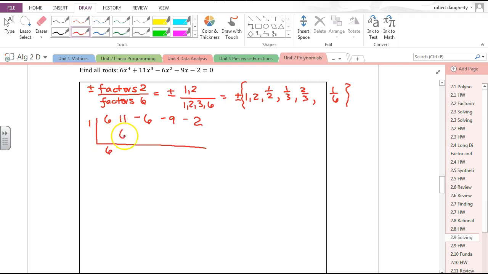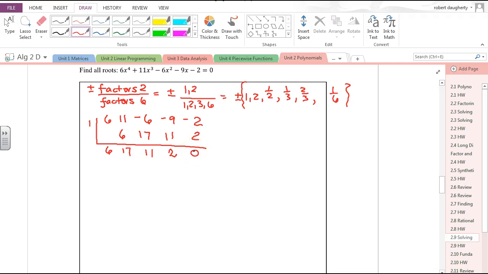1 times 6 is 6. Add to get 17. 1 times 17. Subtract 6 to get 11. 1 times 11. 11 minus 9 is 2. 1 times 2. Add that to get 0. Okay.